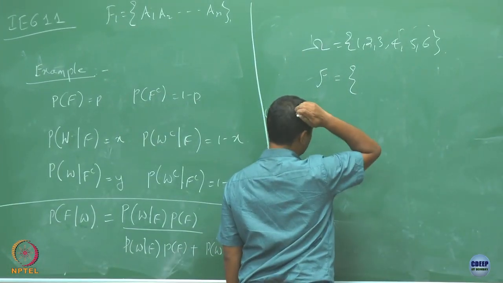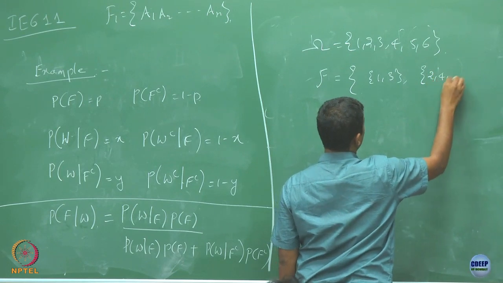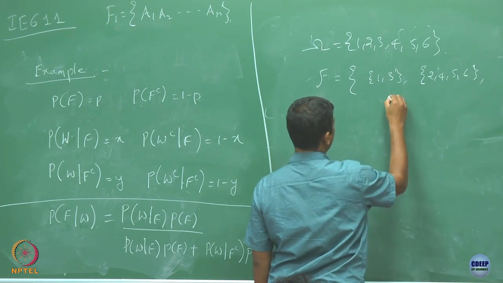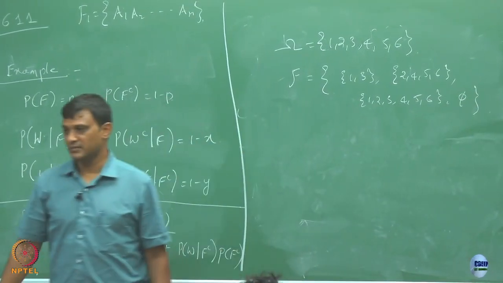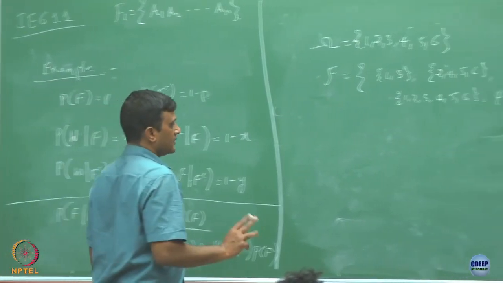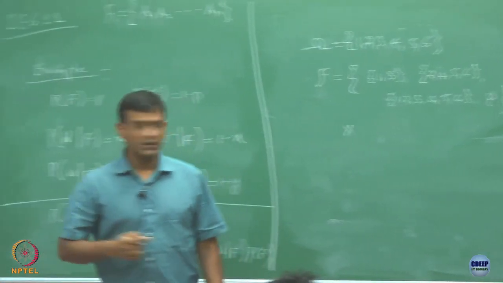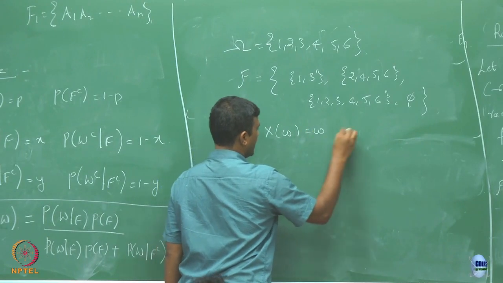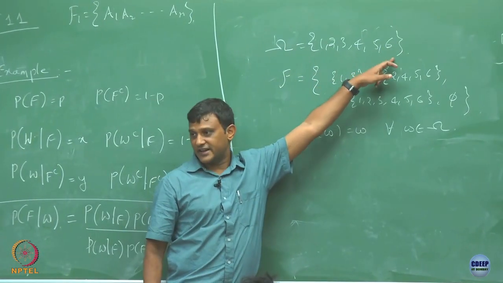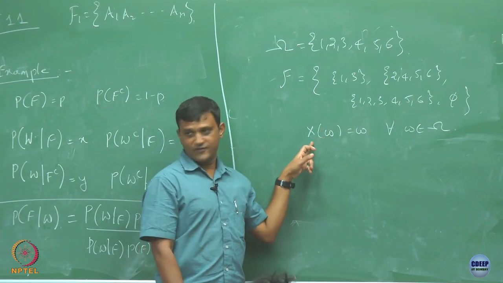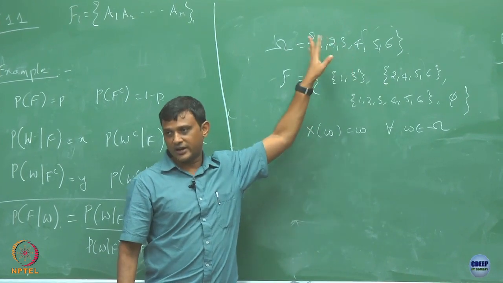So let's take I have 1, 3, and let's say I have 2, 4, 5, 6, and I have 1, 2, 3, 4, and I have 5. I have defined this to be my event space. And let me first define a random variable on this, which is going to assign to every outcome a real number. In this case, I am going to assign X of omega to be simply omega for all omega in the sample space. So my outcomes are 1, 2, 3, 4, 5, 6. I am going to define a random variable X, which just gives the same numbers as the outcome.